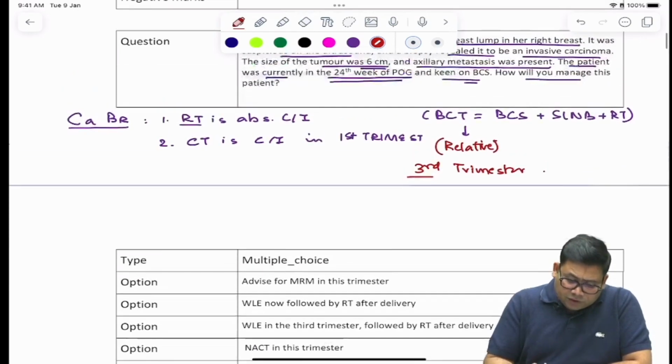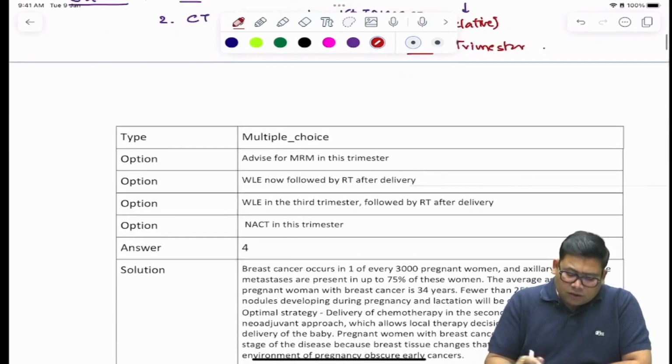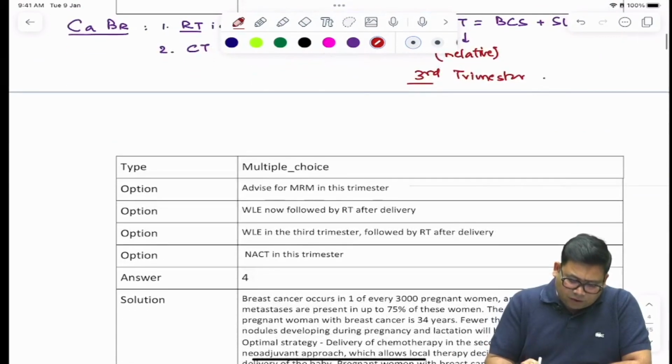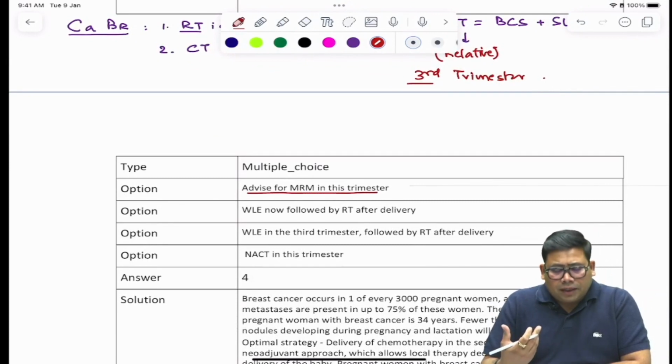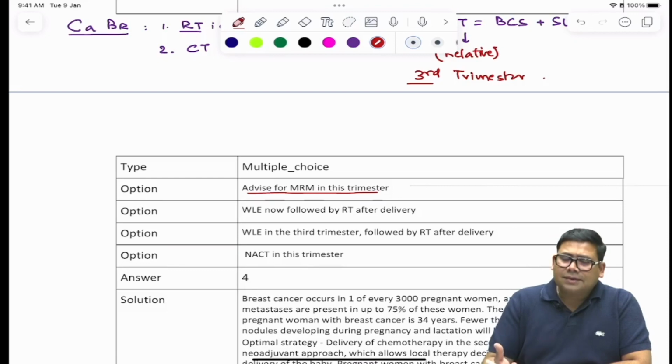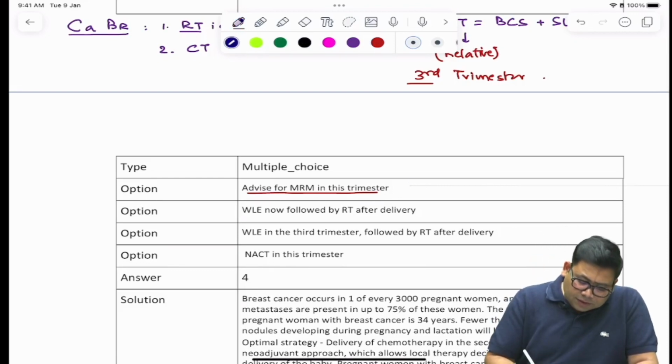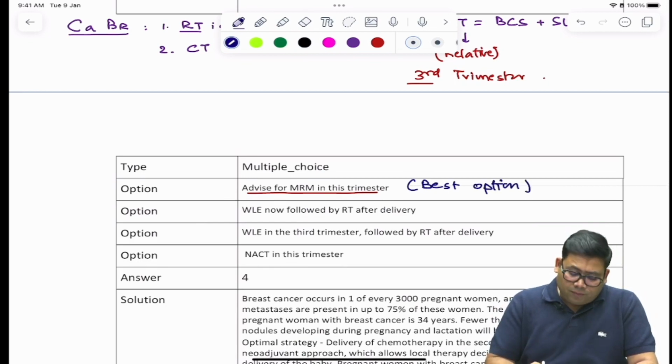So if she wants, let us see how you will manage this patient. What are the options? Advise MRM to her in this trimester. Obviously this should have been the best option, but try to understand, the lady insists on going for BCS.